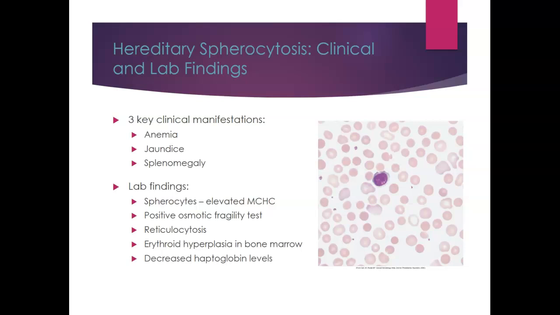So with this, we see spherocytes, which usually have an elevated MCHC because they're very small and dense. And if you look at this picture over here on the right, here's some examples of those spherocytes. Okay, they're small and very dense. We'll have a positive osmotic fragility test, which we're going to talk about on the next slide. They will have reticulocytosis because the bone marrow is really going to try. Erythroid hyperplasia from having the increased speed of making up for all those red cells that are being lost. And decreased haptoglobin levels because the body is using all the haptoglobin to grab up all the free hemoglobin from them being lysed.